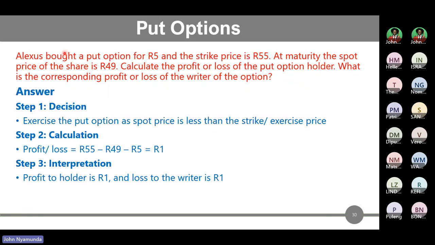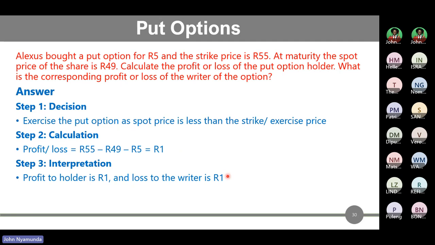Okay. So the first step is decision. Exercise the put option. Why exercise the put option? So we are saying Alexa's bought a put option for 5 rand. The strike price is 55 at maturity. Was it a put option or a call option? I think it was a put option. So the spot price was 49. Calculate the profit or loss for the put holder. So it's 55 minus 49 minus 5. 1 rand. I can see you're wide awake. So profit to the holder is 1 rand. Loss to the writer is 1 rand.